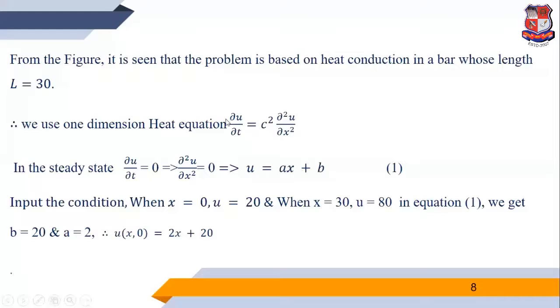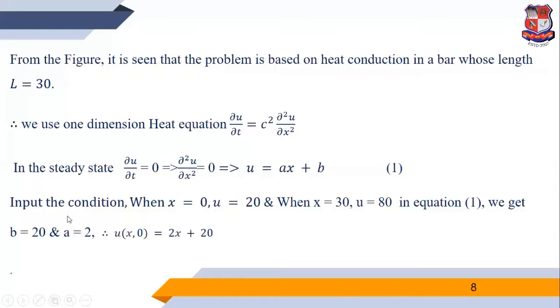Again, in this problem we use the one-dimensional heat equation. Here the steady state condition is given, so we consider ∂u/∂t is equal to 0. Steady state condition means the temperature does not change with time, so the derivative with respect to time is 0. Therefore this is 0, then we get u is equal to Ax plus B.